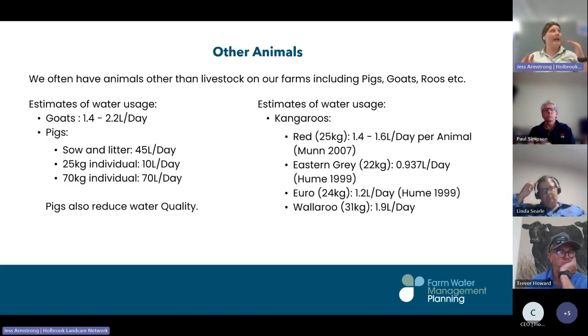So it's interesting to see how much they also consume and how much of an impact they have in your system. One thing that I paid attention to this morning when I was preparing these slides is that a 70 kilogram pig can consume as much as a dry cow, 70 litres a day. And I find that quite impressive to sit back and realise. So we won't have any other animals in our equation today, but it's just something to have at the front of mind.